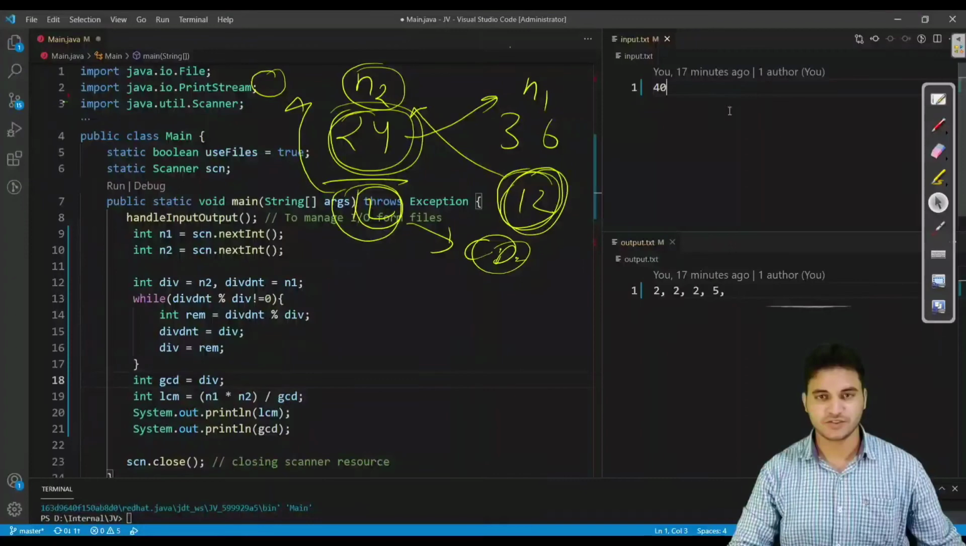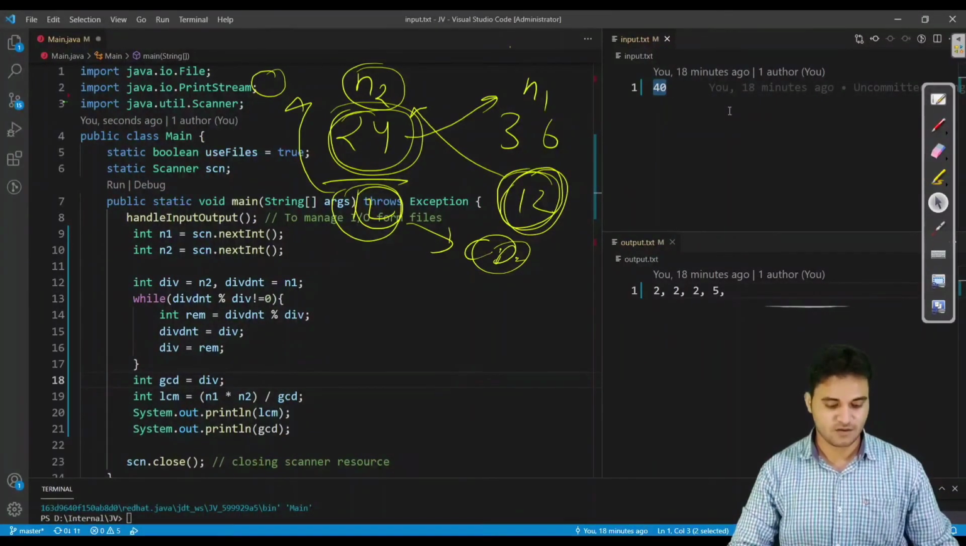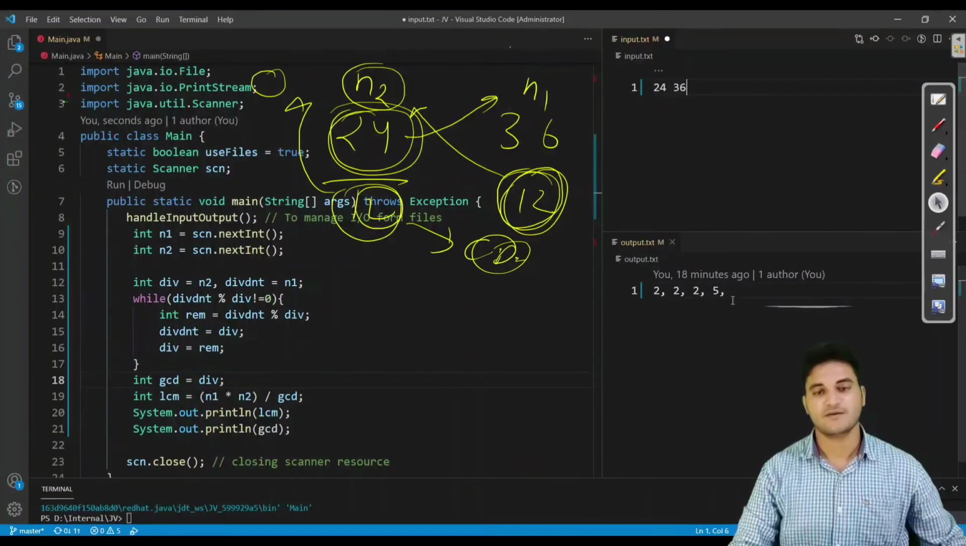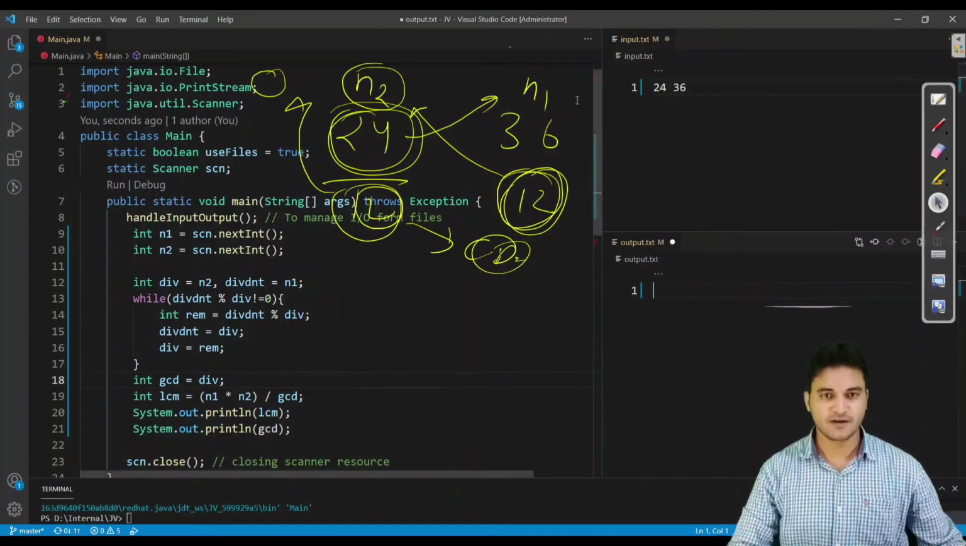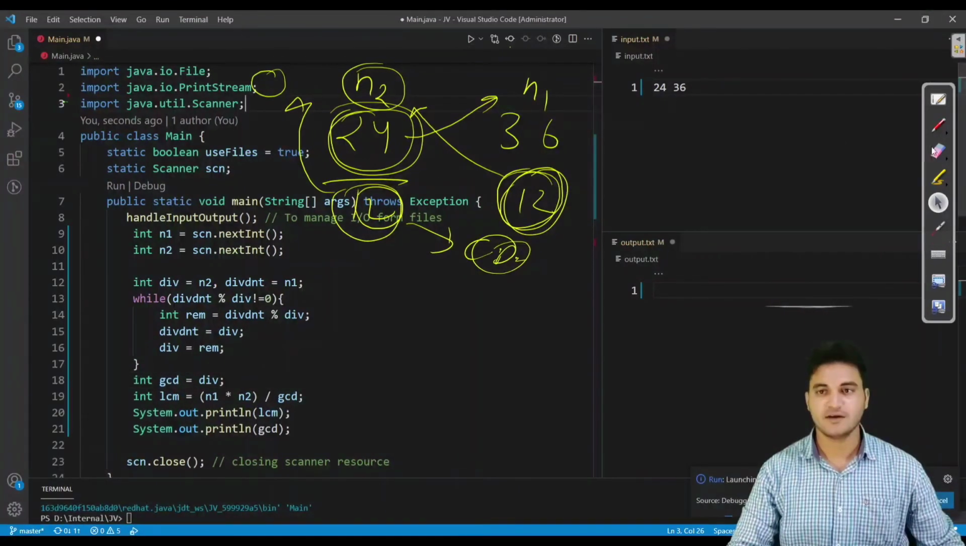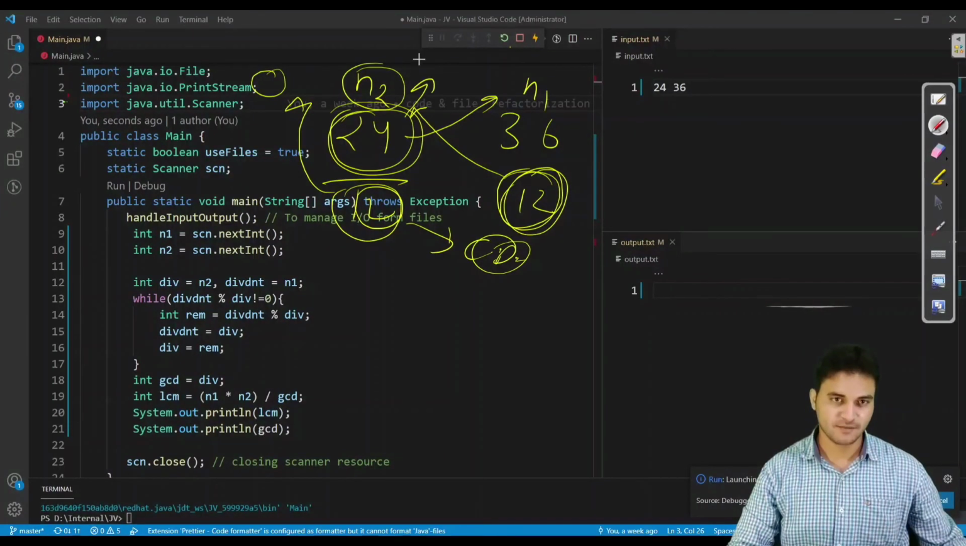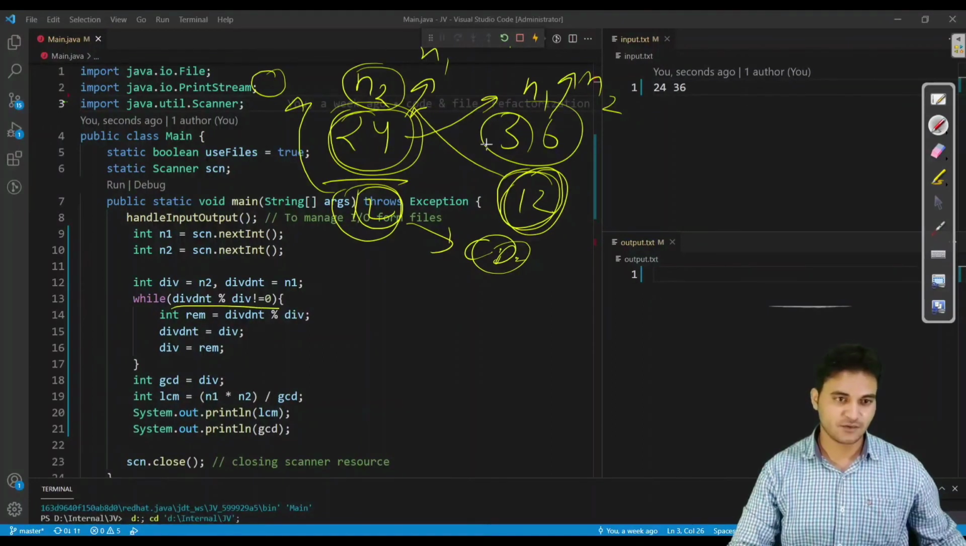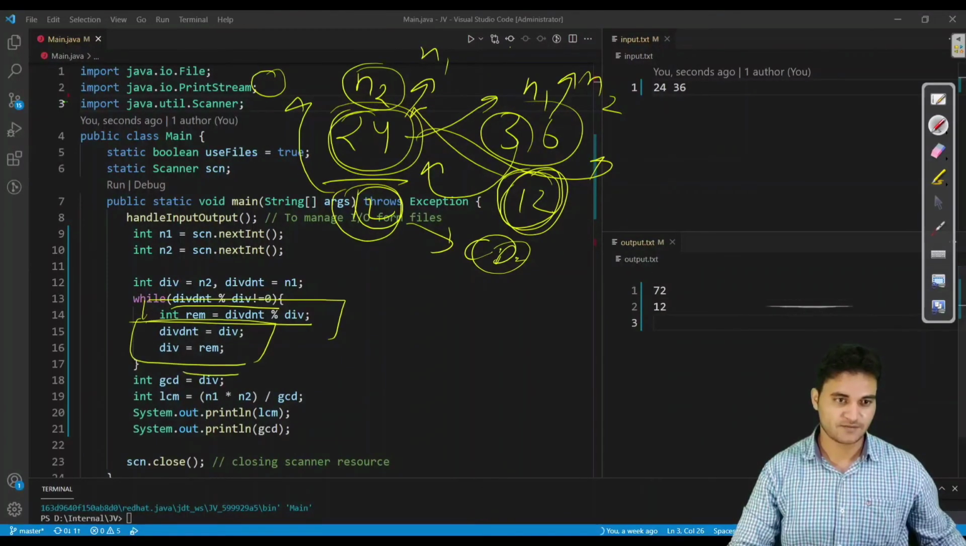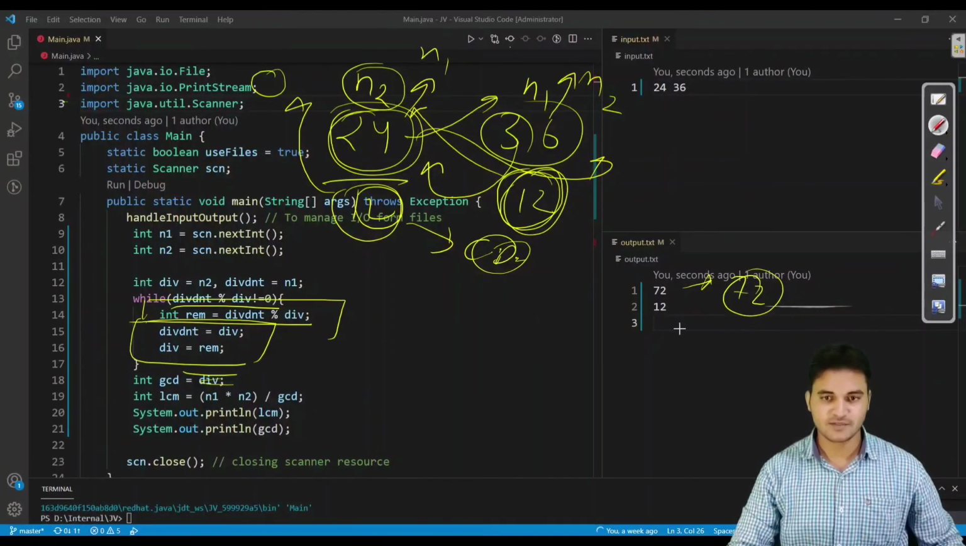Let us see this in action. I'm running it for 24 and 36. Let us see what we are going to get. And I have to explain one more point. Initially, what I had done is make this N1 and this N2, but in that condition the remainder would not be 0. Indirectly, this number would go into this place and this number into that place, so that is why I have not done that. So LCM is 72 and GCD is 12.